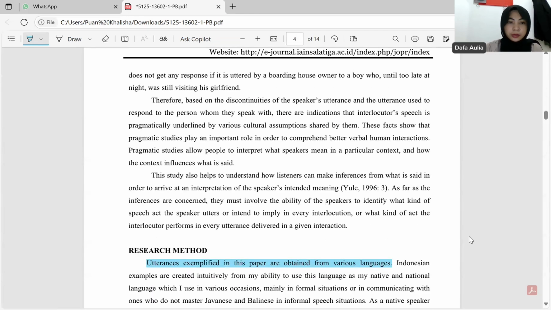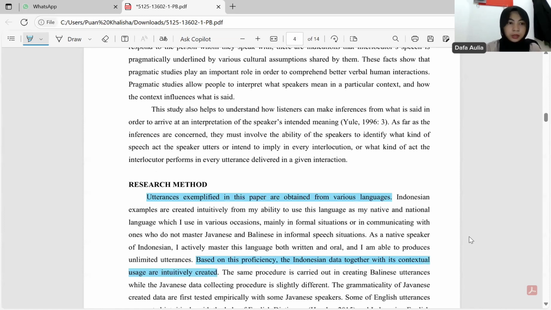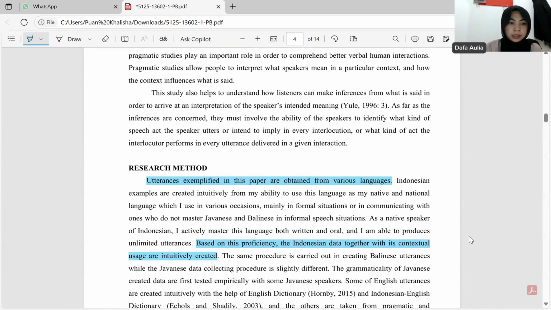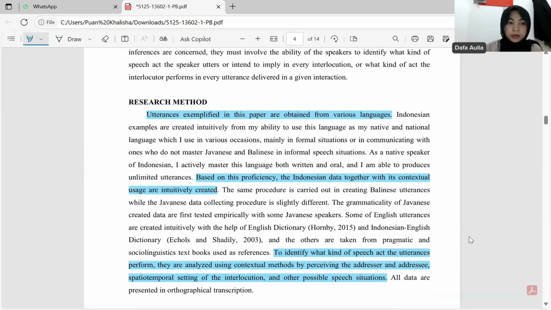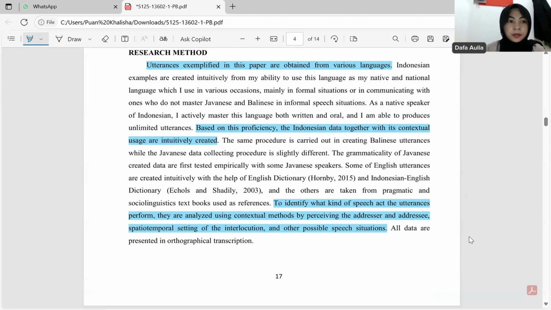Okay, moving to research method. This research is descriptive and qualitative. It's based on the author's own linguistic intuition and library research. The examples used in the study were mostly created intuitively by the author, who is a native speaker of Indonesian, Javanese, and Balinese. Some English utterances were taken from textbooks, while others were created with the help of dictionaries.